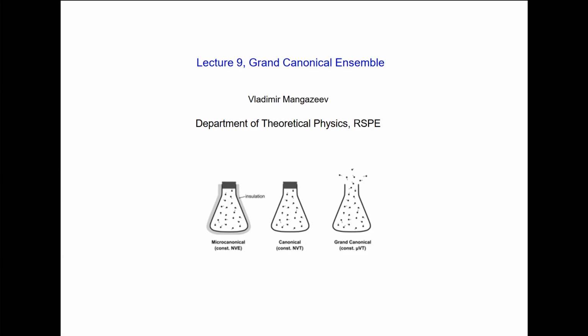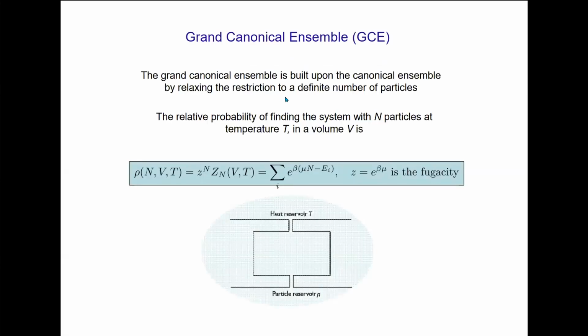Students, from experience, have considered the grand canonical ensemble to be more difficult to understand and appreciate compared to the first ones. But it's actually not the case, and from the statistical point of view, this is very natural. So what we are going to do is build the grand canonical ensemble upon the canonical ensemble by relaxing the restriction to a definite number of particles.